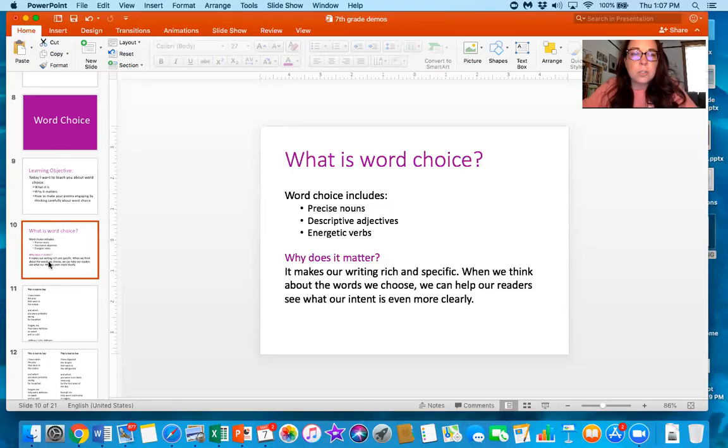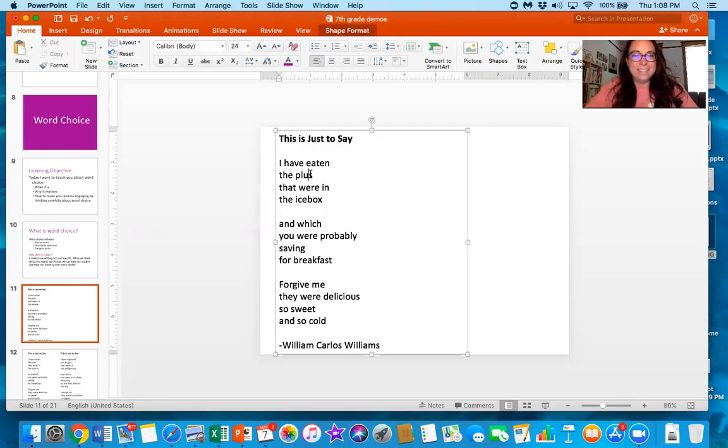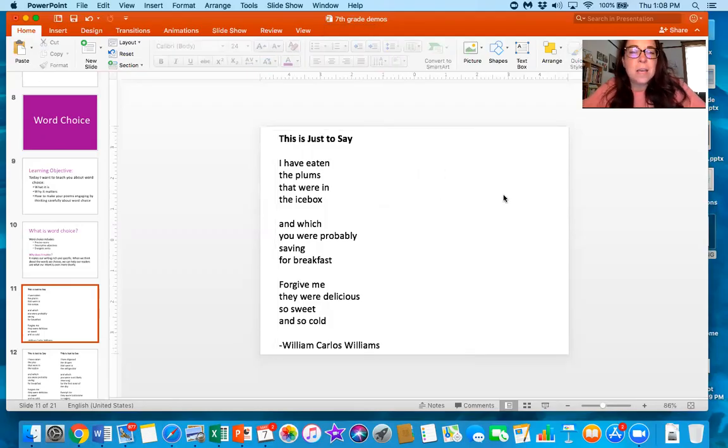So in order to demonstrate word choice to you, I'm going to share a poem with you. This is by a familiar author. If you remember the poem The Red Wheelbarrow, this is the same author, William Carlos Williams, and he wrote this poem that I'm going to read to you now. It's called This Is Just to Say. This is just to say, I have eaten the plums that were in the icebox, and which you were probably saving for breakfast. Forgive me, they were delicious, so sweet, and so cold.